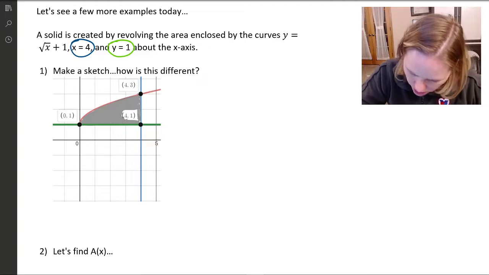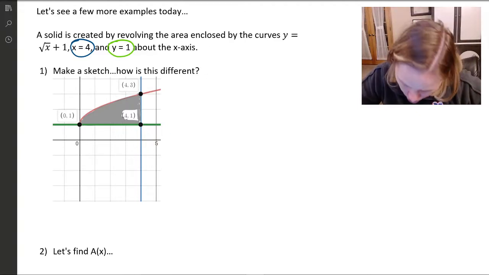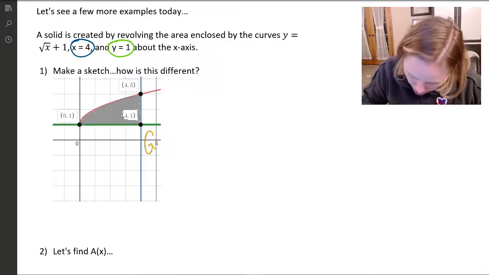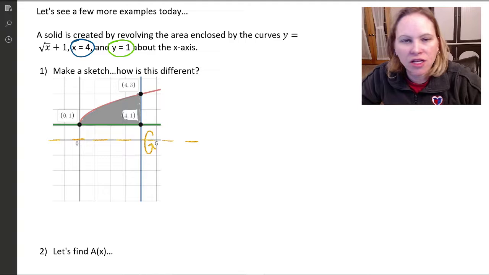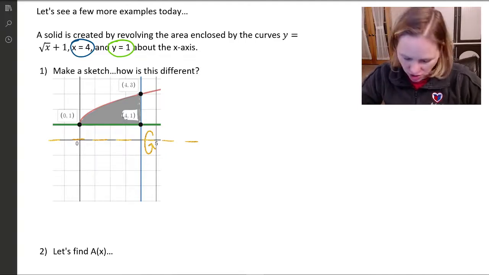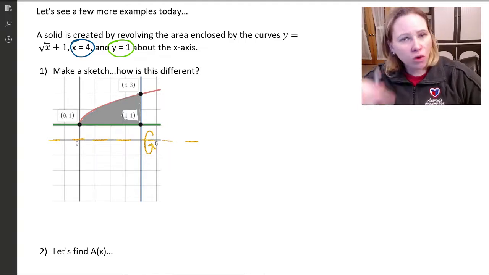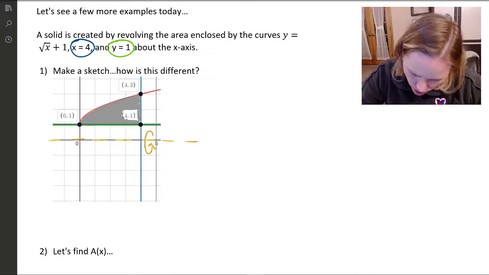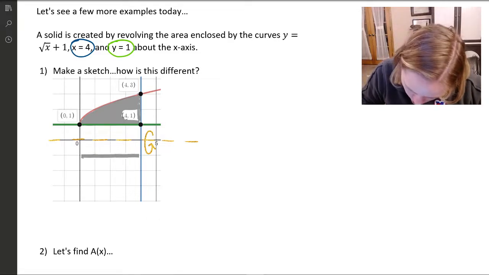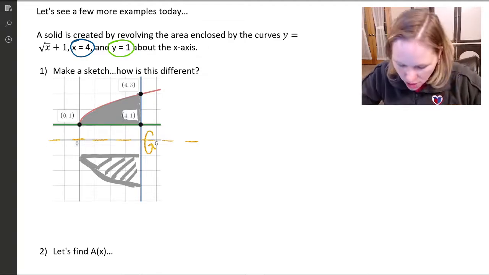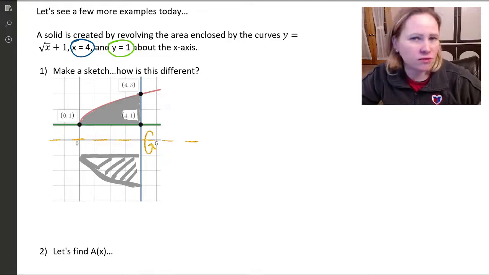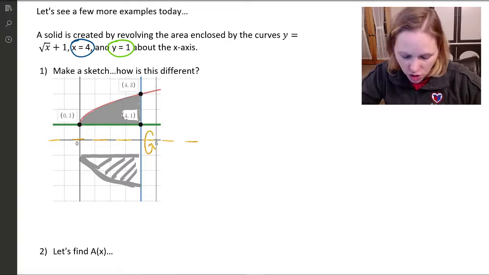I always like to mark my axis of revolution with one of these little symbols. Sometimes I'll even put a little dash line just to show that it's not a boundary, it's an imaginary axis of revolution. As we rotate this gray shape around, we get a mirror image on the other side. I always like to sketch that mirror image, and it looks kind of like this. So you can see that we have this empty space in the middle, and that's the smaller circle of my washer cross section.